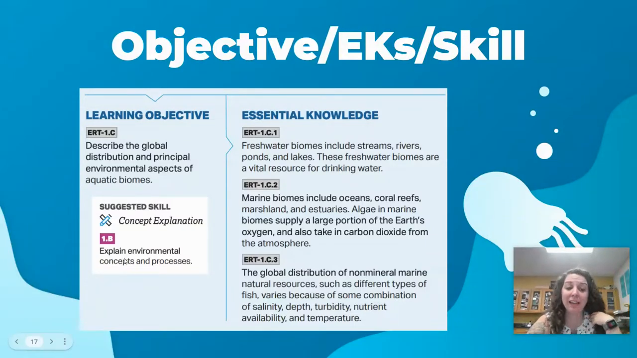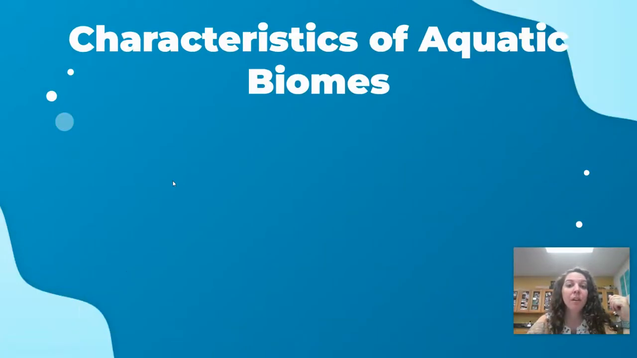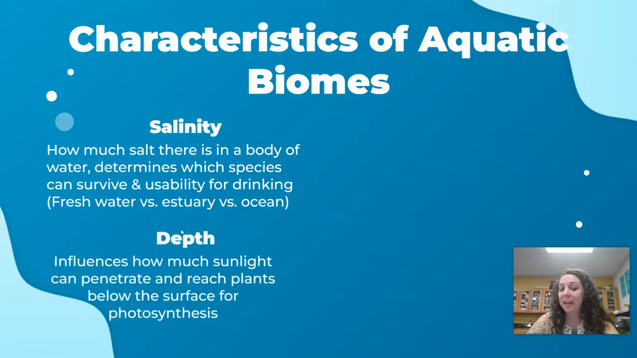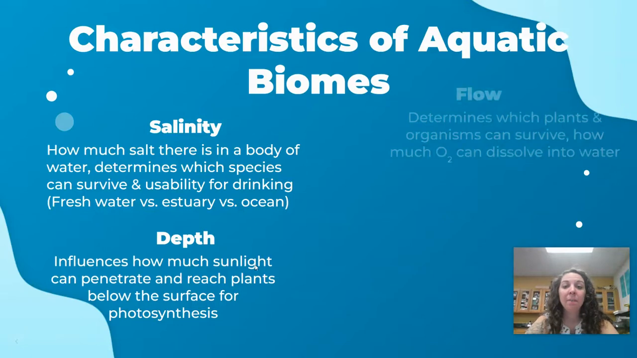And once again, at the end, you're going to explain an environmental concept and process. So some characteristics of aquatic biomes: we've got salinity, which is just how much salt is in the water, which is going to determine what can live there and if we can use it to drink. We've got depth, so that's going to influence the amount of sunlight, how far it can go down. The shallower the sunlight is, the less photosynthesis we're going to have happening.